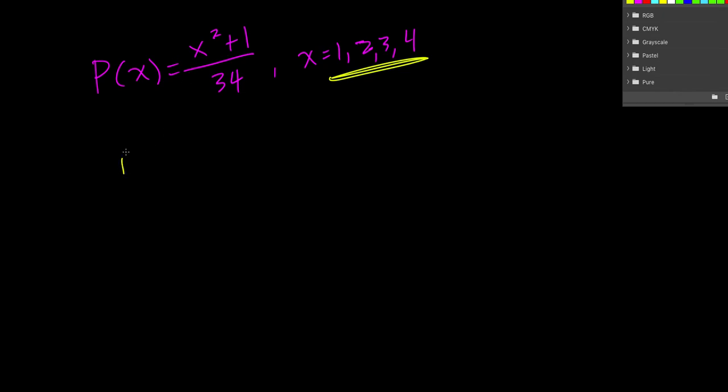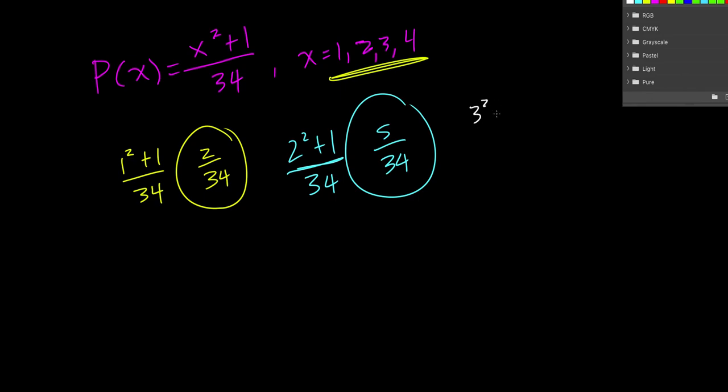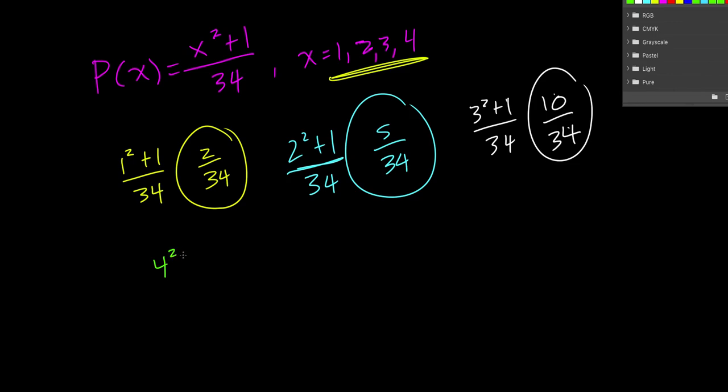So we plug in a 1, we get 1 squared plus 1 over 34, and so that's 2 over 34. So I'll just circle that. Now I'm going to plug in a 2. So that's 4 plus 1, so that's 5 over 34. Plug in a 3. So that's 9 plus 1, so that's 10 over 34. And then we plug in a 4, 16 plus 1, 17 over 34.